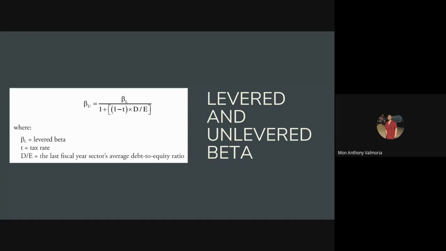The formula is as follows. This is beta sub U equals beta sub L over 1 plus (1 minus T) times D over E, where beta sub L is the levered beta, T is the tax rate, and D over E is the last fiscal year sector's average debt to equity ratio.